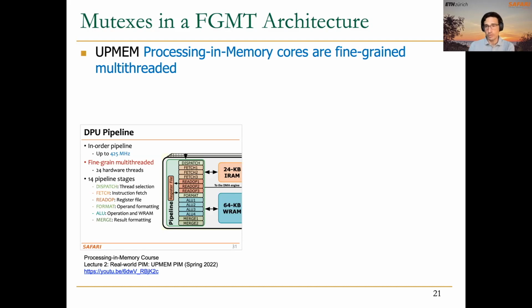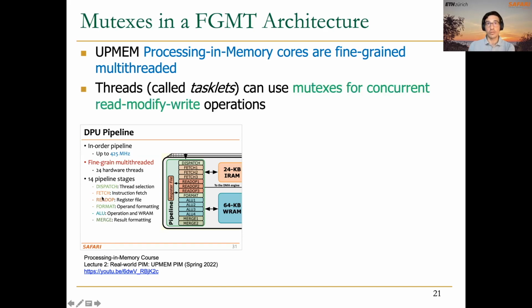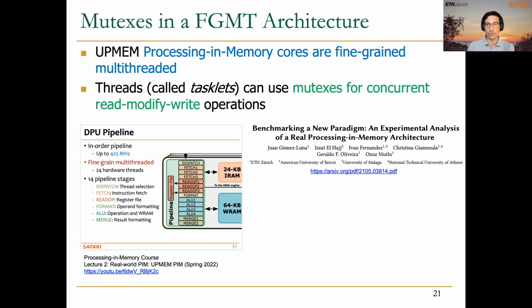In UPMEM, the PIM cores, which are called DRAM Processing Units or DPUs, are fine-grained multithreaded. They can run multiple hardware threads, up to 24 hardware threads. You may want to learn about this architecture by watching some of the lectures in our processing-in-memory course. For example, in lecture 2 in this semester, we presented the architecture of UPMEM PIM and the pipeline of this fine-grained multithreaded core. The threads that run on this pipeline can use mutexes for concurrent read-modify-write operations in a similar way as CPUs do. You may want to learn more about this architecture and about how to use mutexes.